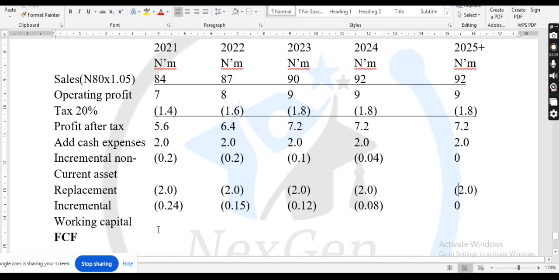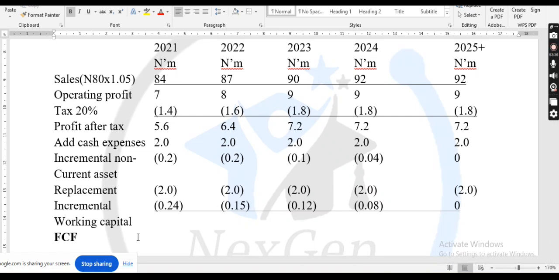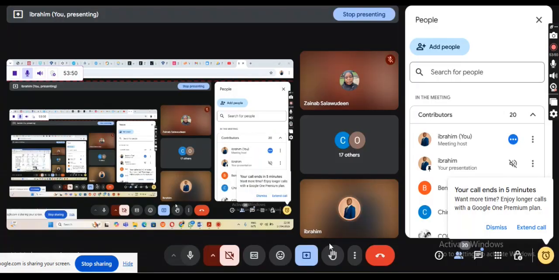So what is the free cash flow to the firm, class? Please, if you do not understand, let me know so that we can check it together. I can explain to you again. Just say, I did not understand. Sorry, no, sir.